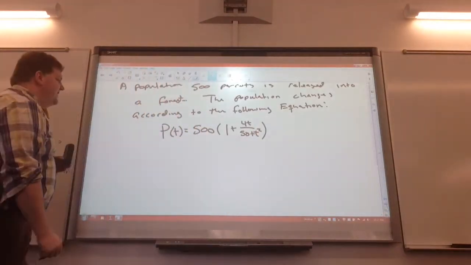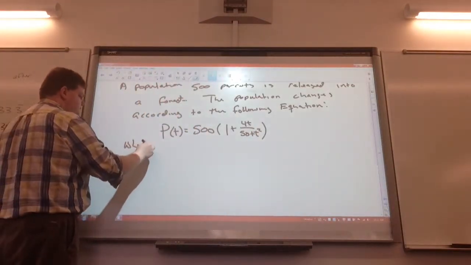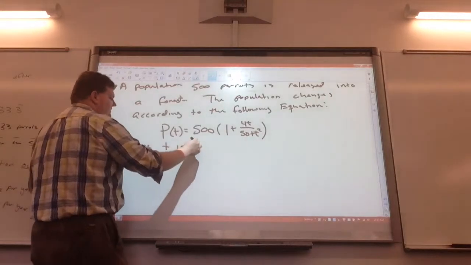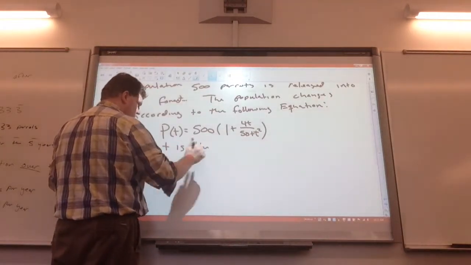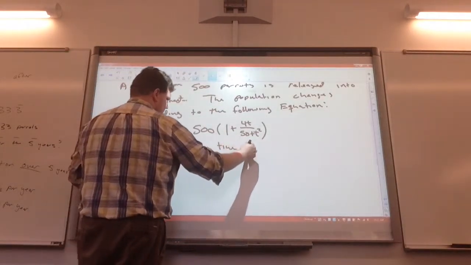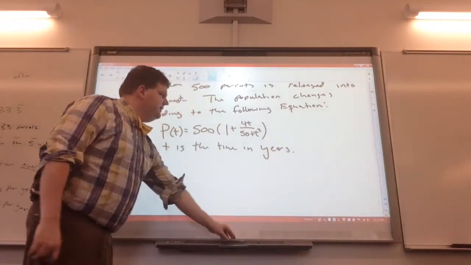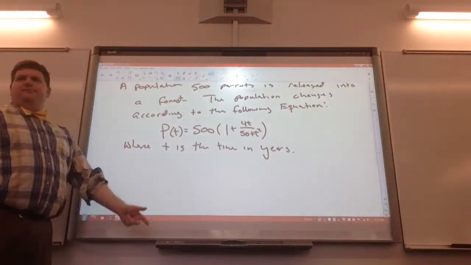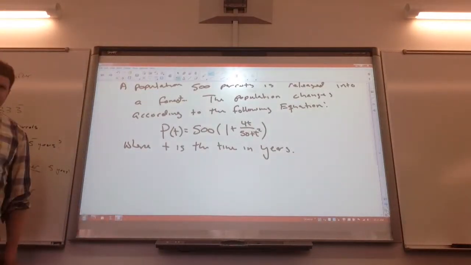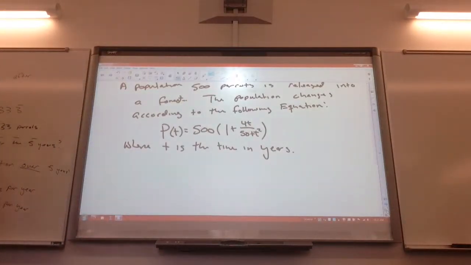Where t is the time in years. So, at year 0, there'll be 500 parrots, and so on and so forth. This is typically what one of these problems will look like at first. And then we'll ask questions about this system, that is, what's happening with our parrots over time.